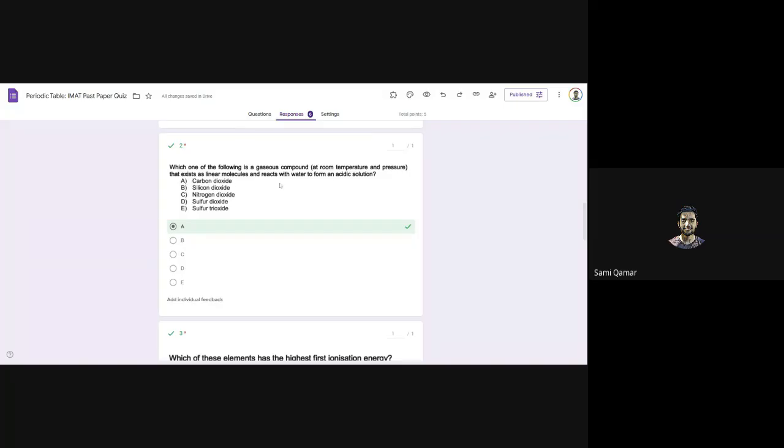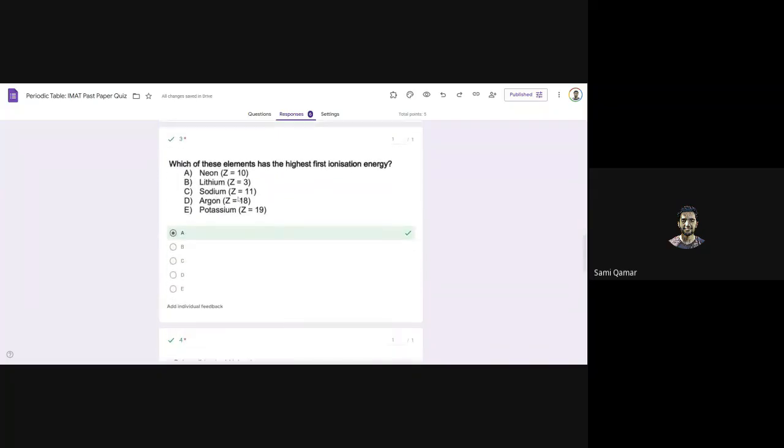Gaseous and linear, and reacts with water to form an acidic solution. You know that. Which one is that? We will study it in the respiratory system. We will study carbon dioxide. Carbon dioxide reacts with water and forms carbonic acid, right? And it is linear. We talked about that. The bonds are polar, but the compound is non-polar because the dipole moment is 0. So option A is correct.